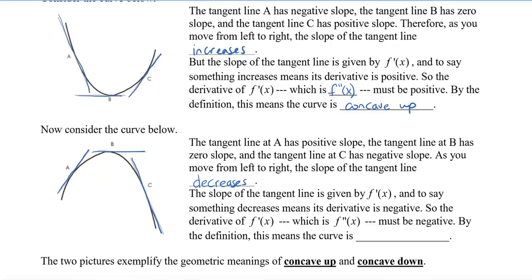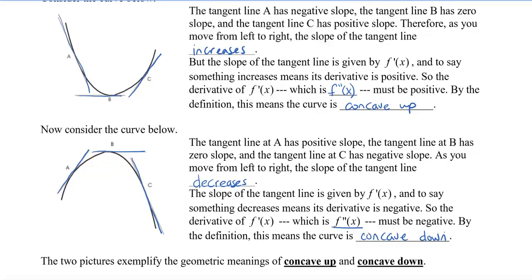So the slope of the tangent line is given by the first derivative. And to say that something decreases means that its derivative is negative. So to say that the first derivative is decreasing, meaning that it's negative, then we need to take a look at the second derivative. So this time, f double prime of x must be negative. And when this happens, we have something that is concave down. So the two pictures exemplify the geometric meanings of concave up and concave down.